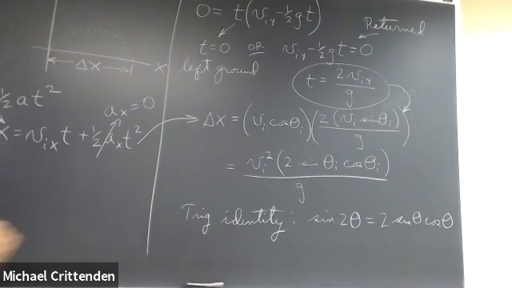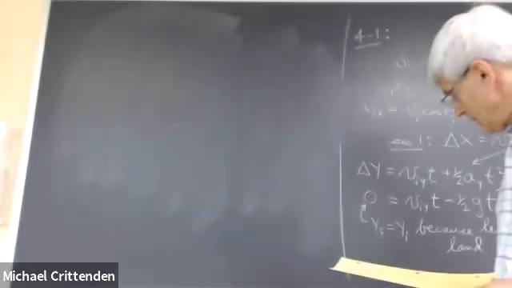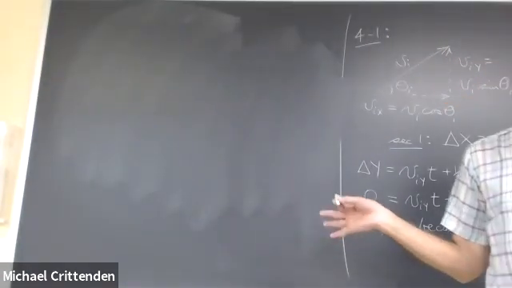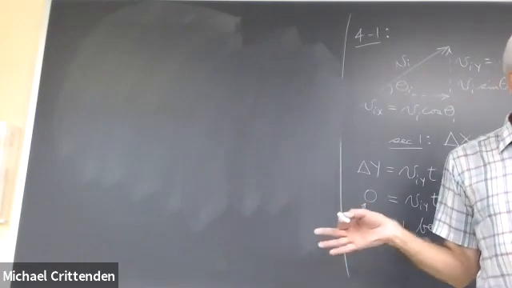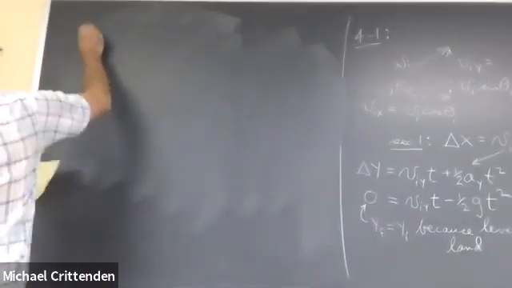Sine of 2 theta is what's equal to the thing in parentheses. So substituting that in, we get to the thing with the box around it, which is referred to as the horizontal range of a projectile.